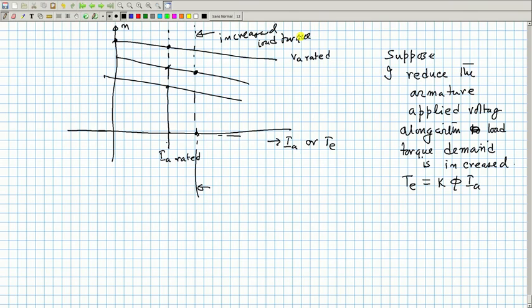Therefore, the armature voltage control method or the armature resistance control method, both these methods will be most suited for constant load torque, because then everything is so nice. At rated current I will always pass, and I will be running the load at different speeds. I am controlling the speed.